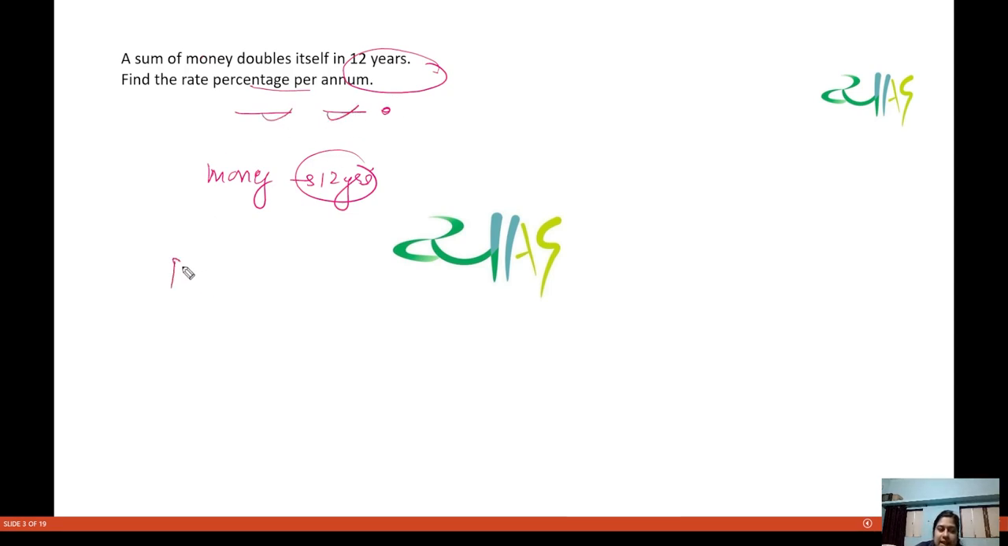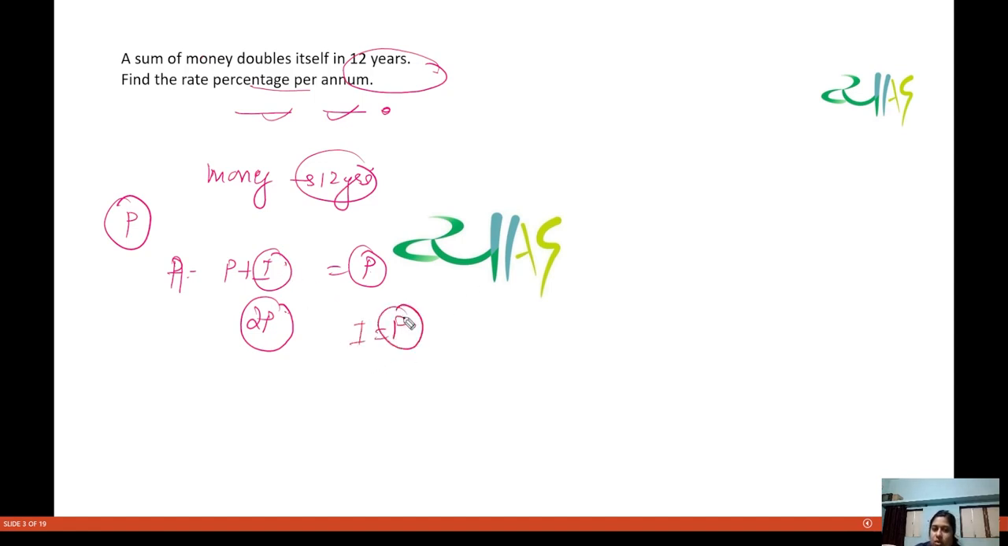So basically it is saying amount is equal to principal plus interest. Now the amount is becoming double. That means earlier we started from principal P and now it is becoming 2P. So here your amount is 2P, which means your interest is P. I hope you understand. So P we can write here, and that is equal to P into R into T divided by 100. Now what is this T? 12. So you can cancel this P, and R is equal to how much?